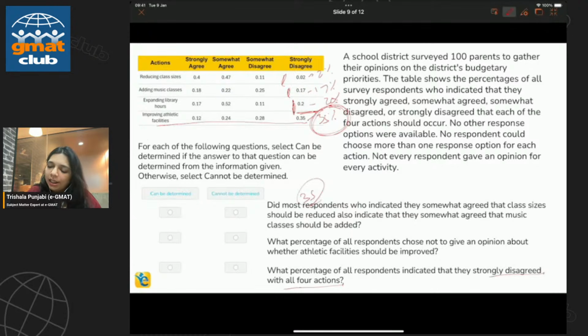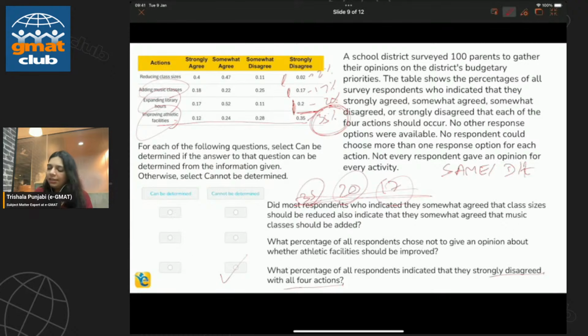35% people disagree with improving facilities. There are separate 20 people who disagree with expanding library hours. There are separate 17 people who disagree with adding music classes. So we don't know that, right? So that cannot be determined. We don't know if they are all the same or they are all different. So that is being done in sets. That's what we need to figure out. Are they the same or different? Can that actually be figured out or not?